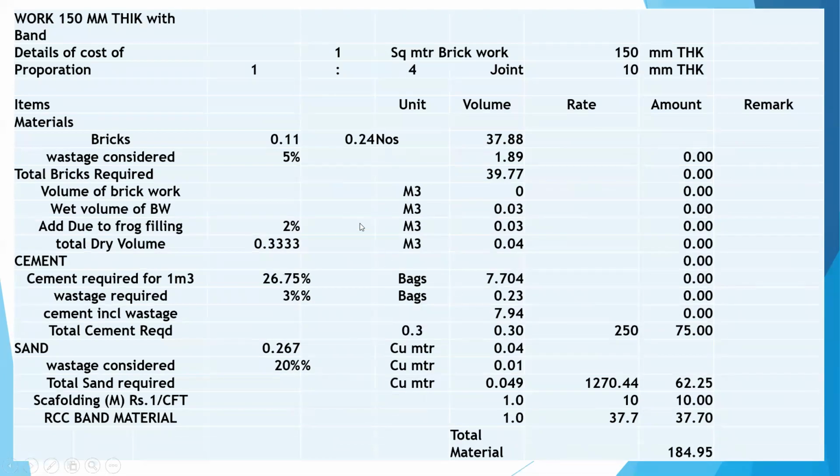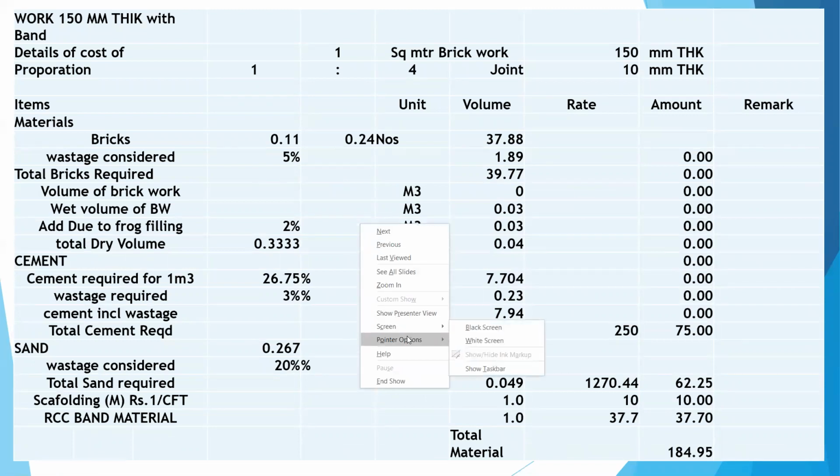Now let us talk about 150 mm thick brickwork with a band. 1 square meter brickwork 150 mm thick.